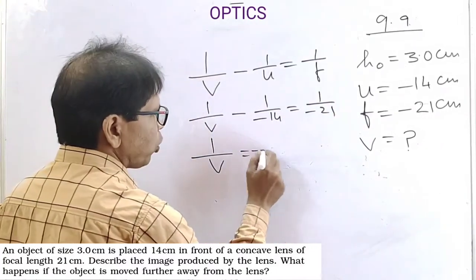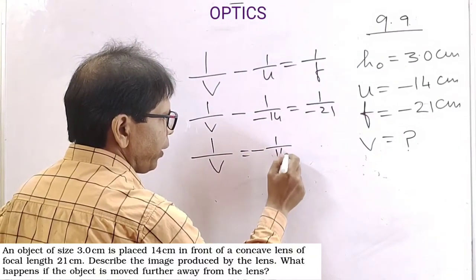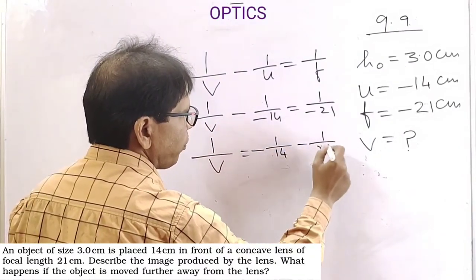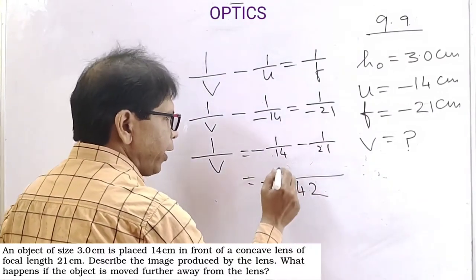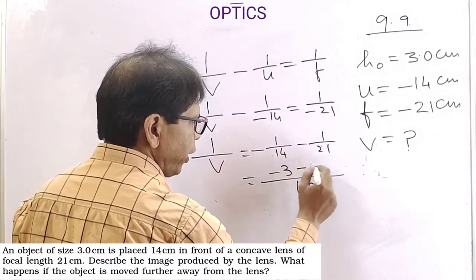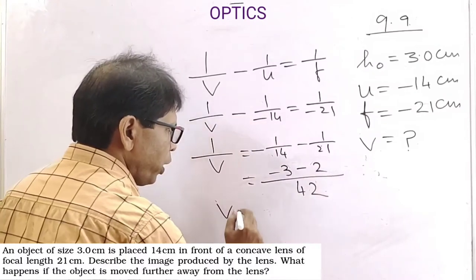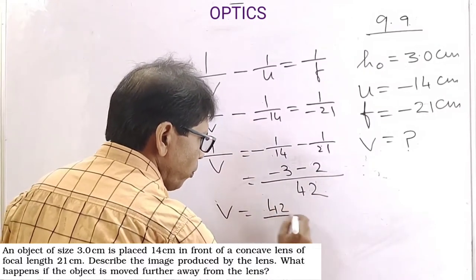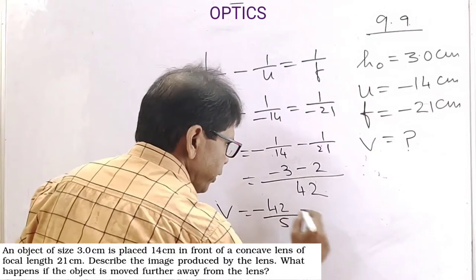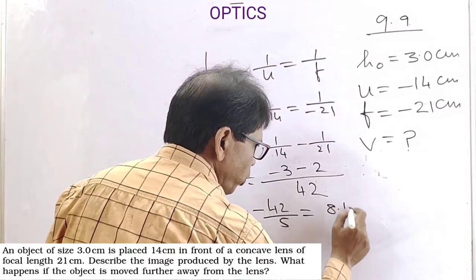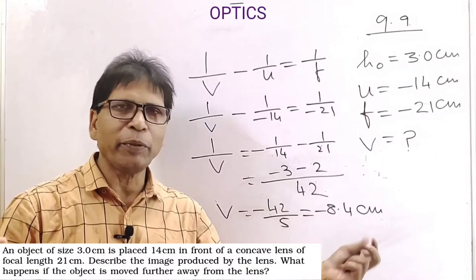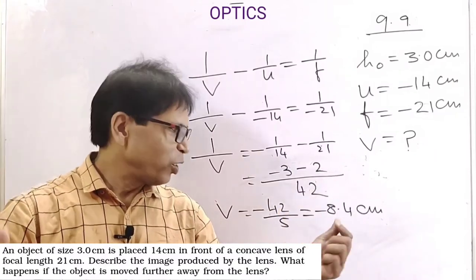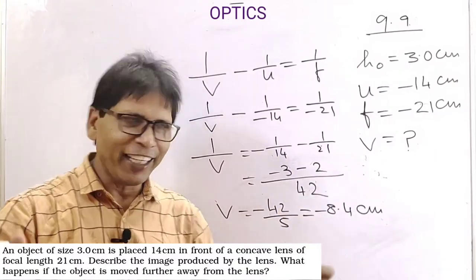Therefore, 1 by v equal to 1 by minus 14 minus 1 by 21. So, look at this. This is the 42 LCM, and this is the minus 3 and this is the minus 2. So, v equal to 42 by 5. Okay, so this is the 8.4 centimeter. The image is formed 8.4 centimeter in front of the lens. So, the image is virtual and erect.